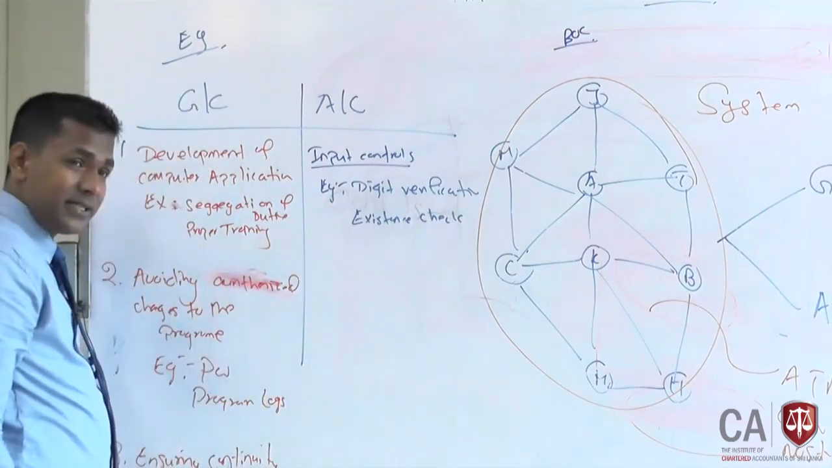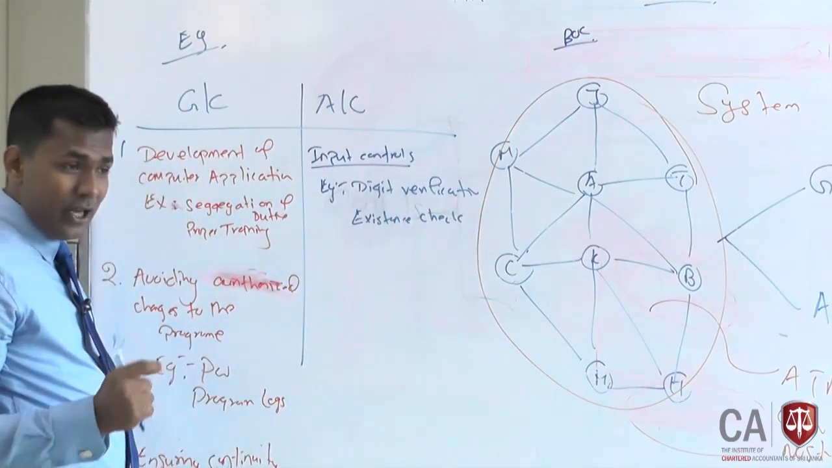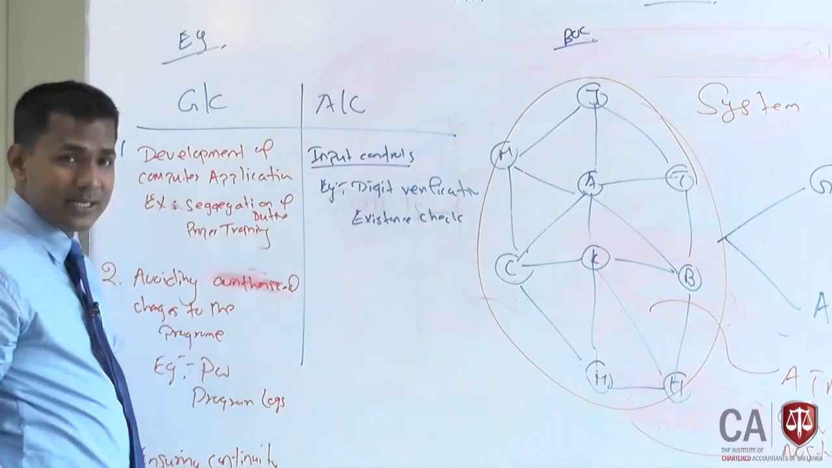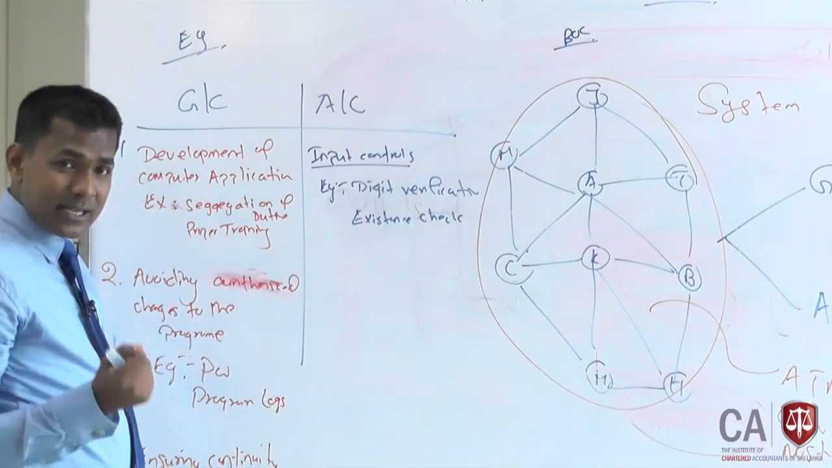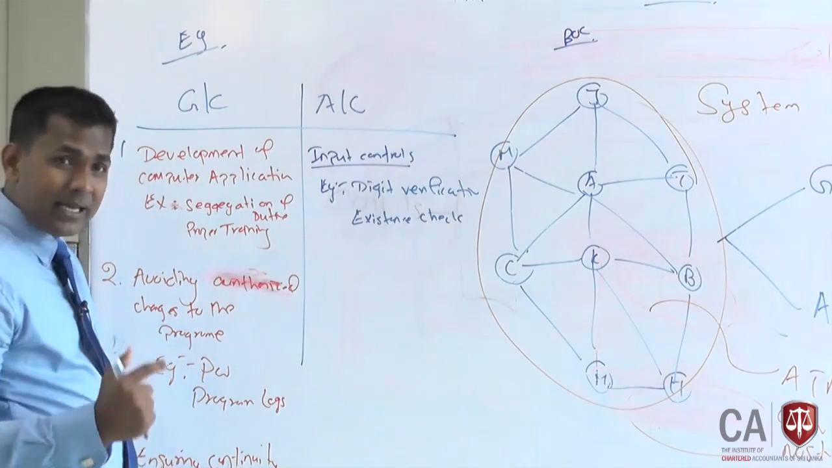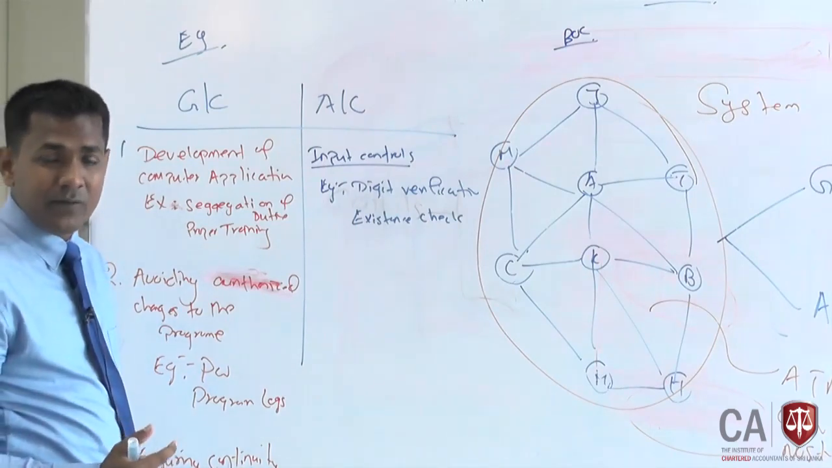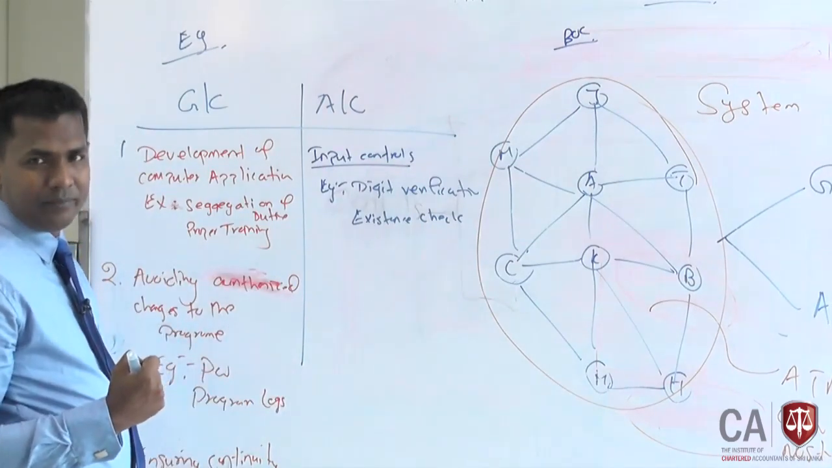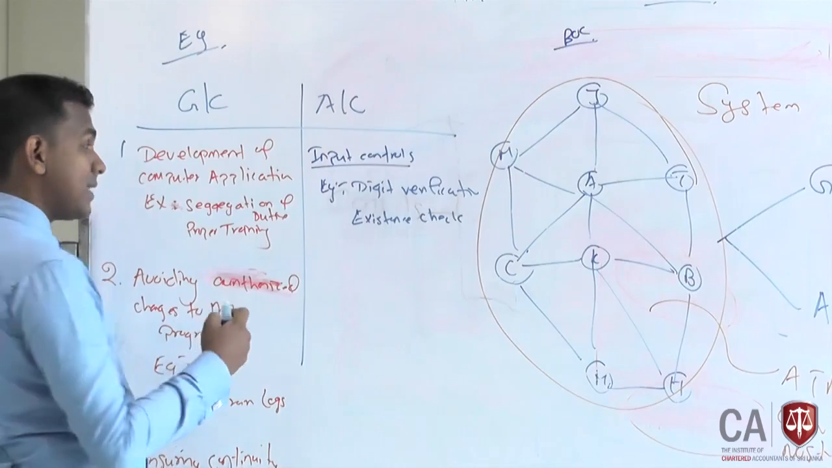What is meant by existence checks? An existence check means that when you enter something in your system, if the system has that name, it is automatically picked by the system. If it is not there, it gives you an error message that such a name is not there. So that is called an existence check.